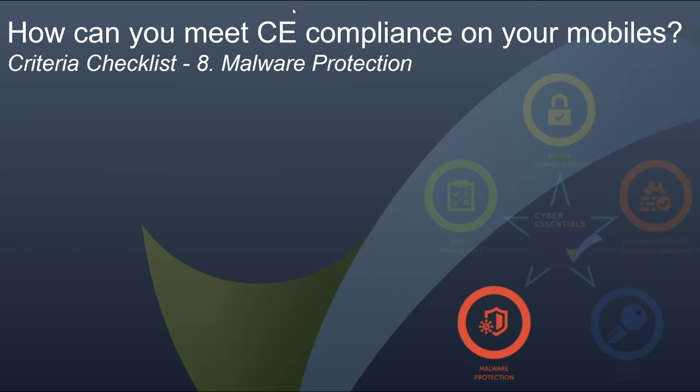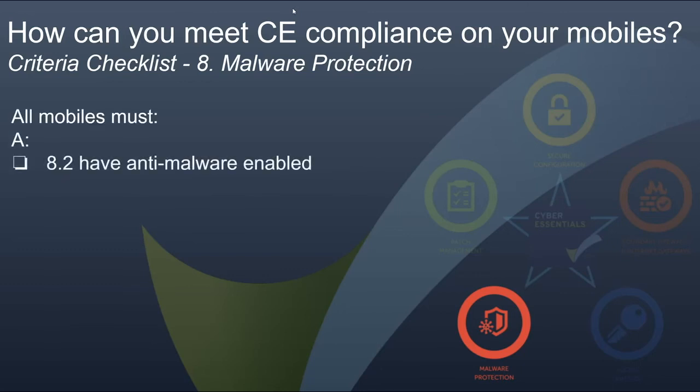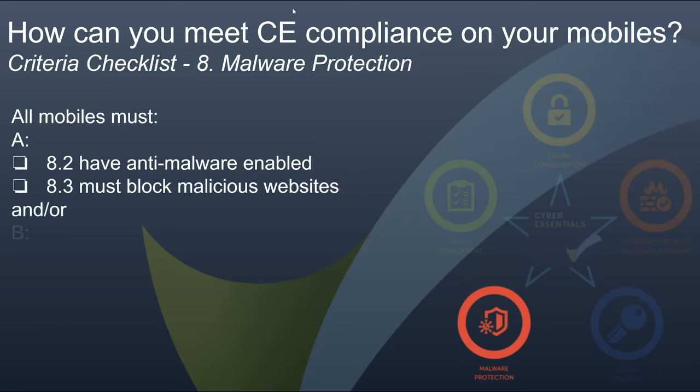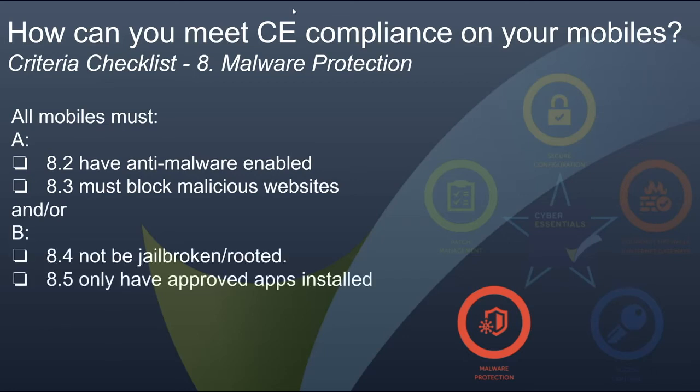And the final section of Cyber Essentials that applies to mobiles is section 8, malware protection. This is split into two different options available. Option A is that you must have anti-malware installed on your mobile devices. That anti-malware must be able to scan and block malicious websites as well. Or the other option is option B, which is where you maintain an approved apps list and ensure that it is enforced on devices. Again, devices are not allowed to be jailbroken or rooted, just to reiterate, which also appeared in the secure configuration section.